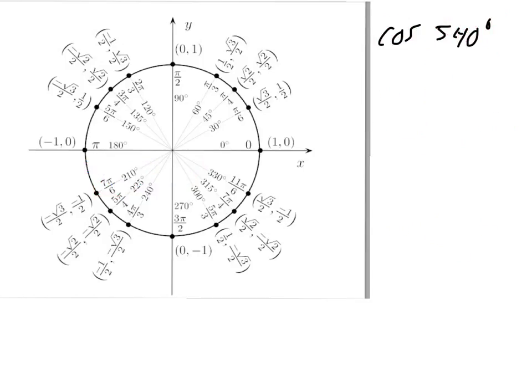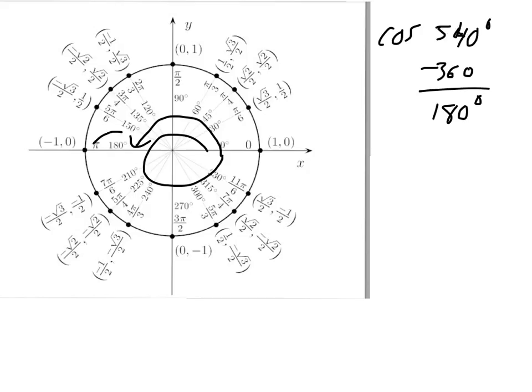Finally, cosine of 540 degrees. Well, cosine is just the x value. However, you've got to figure out what the coterminal angle is here. That's 360. So minus 360, what do I have left? Well, I should have about 180 degrees. That's another 180 degrees. So cosine is going to be the x value. So cosine of 540 degrees is negative 1.